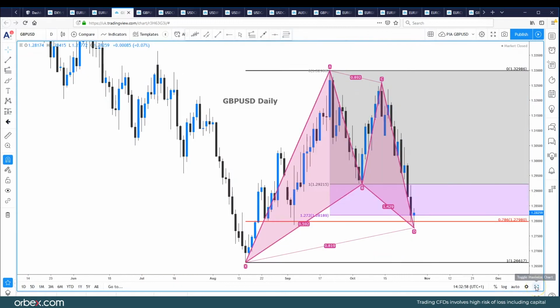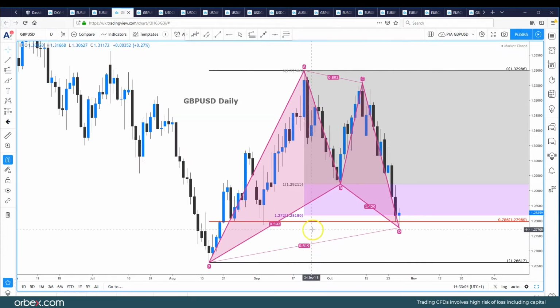However, we've also got this. This is a symmetrical pattern. It looks like a bullish Gartley. So we've basically got a 127.2% extension and a 78.6% pullback level. This is a confluence area. We have seen dip buying around there. So this is quite a strong bullish formation for sterling dollar.